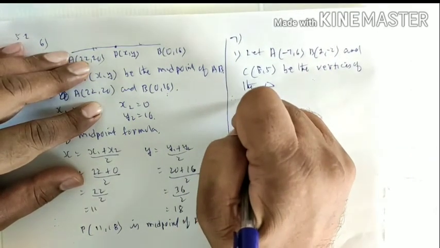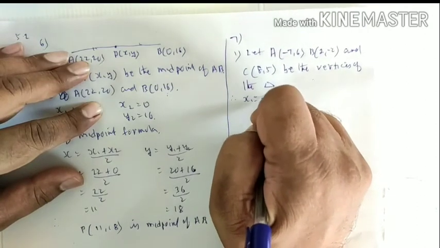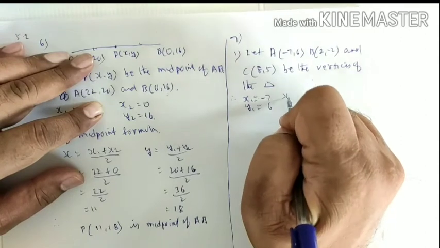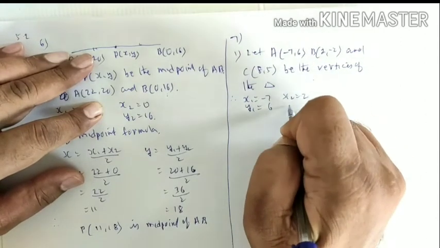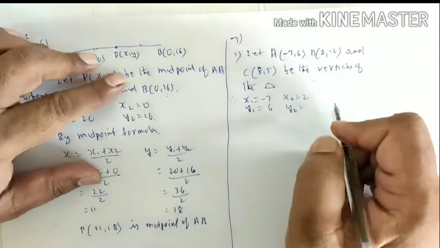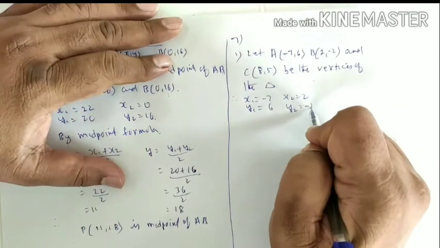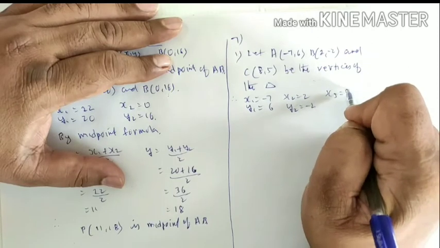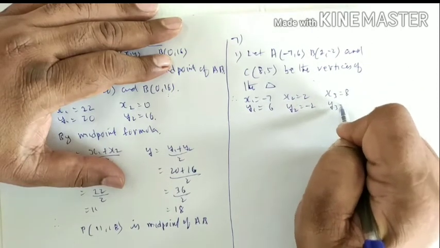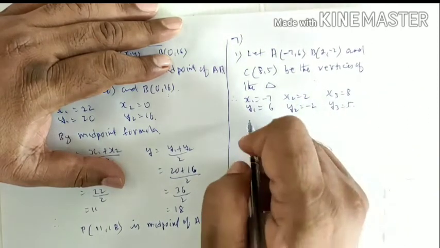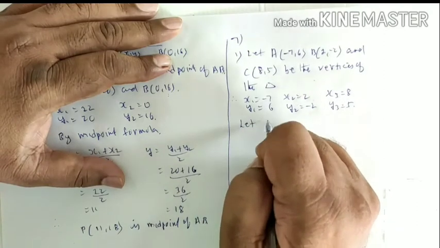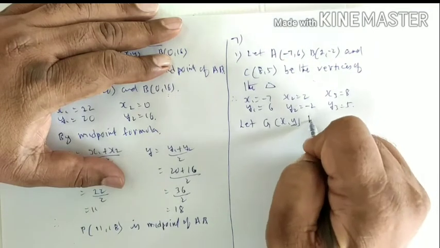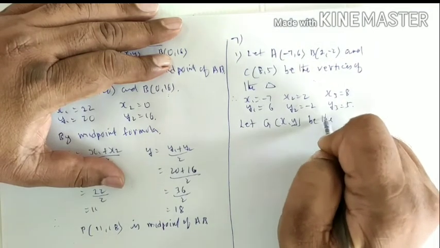Therefore, x1 is equal to -7, y1 is equal to 6, x2 is equal to 2 and y2 is equal to -2, x3 is equal to 8, y3 is equal to 5. Let G(x, y) be the centroid.